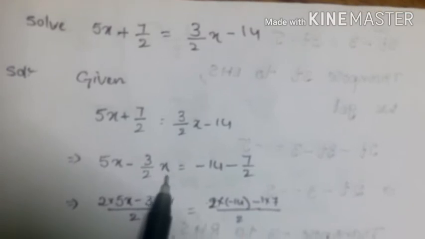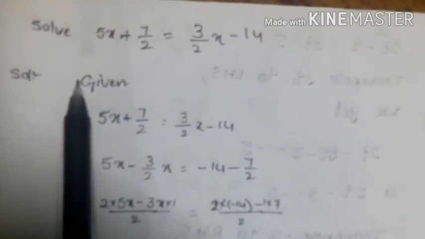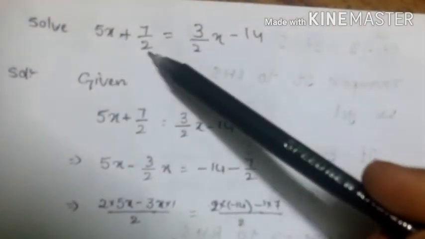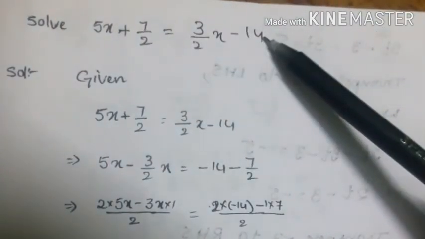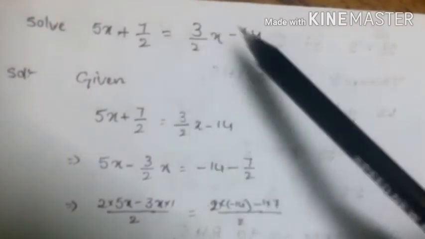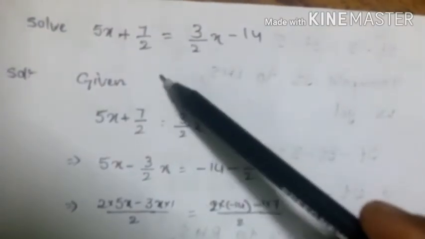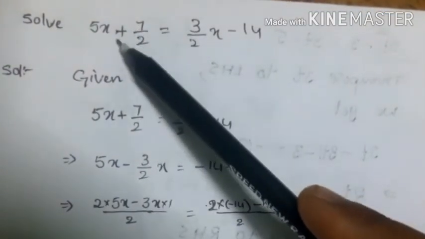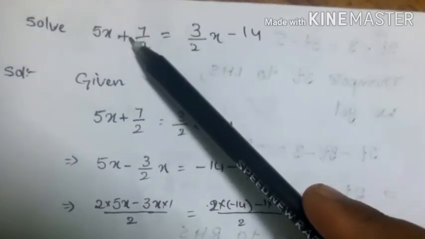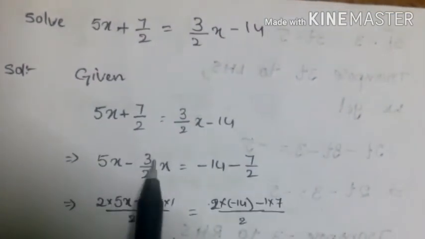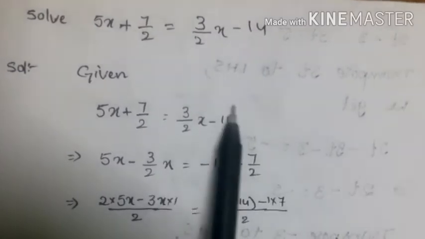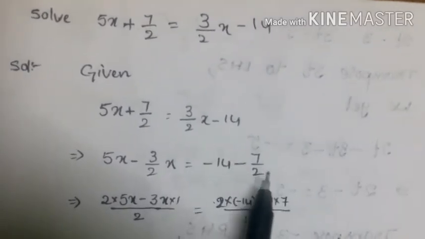So x is over. That means I separated all the x's on one side, and the remaining 7 by 2 is a constant, and minus 14 is also a constant. So these two also we should write in one place. That means I am sending 7 by 2 from the left hand side to the right hand side. That means it becomes minus 7 by 2. That is equal to 5x minus 3 by 2x is equal to minus 14 minus 7 by 2.